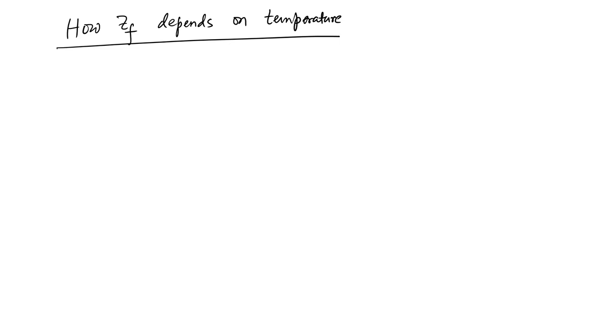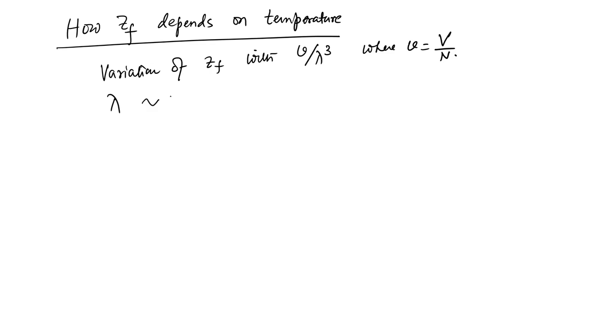And so, what we have is that instead of temperature, you can say, let us see the variation of zf with v over lambda cube. Now, this v is called the specific volume, where small v equals capital V by n. It is known that lambda varies as t to the power minus half. So v over lambda cube varies as t to the power 3 by 2.